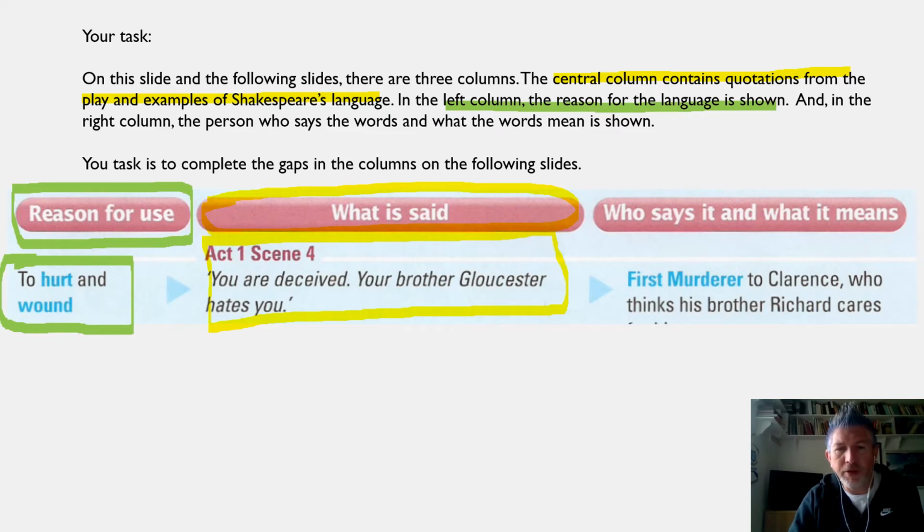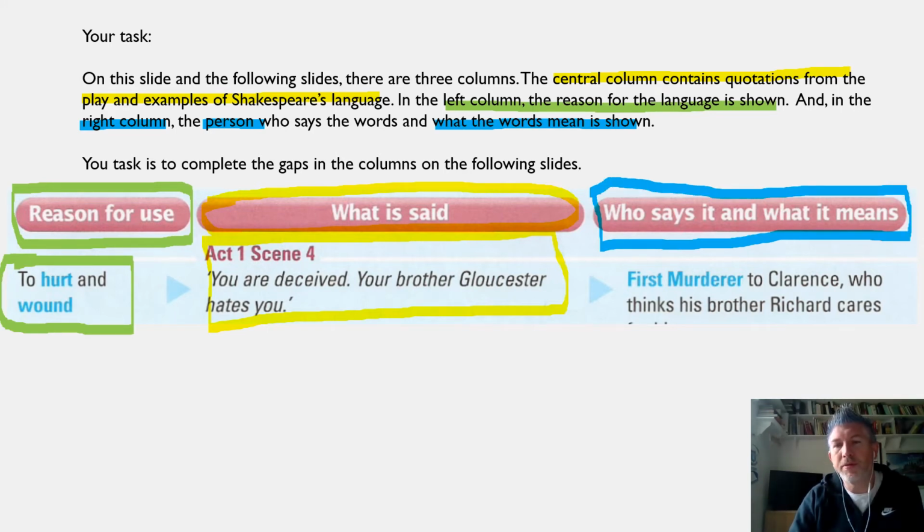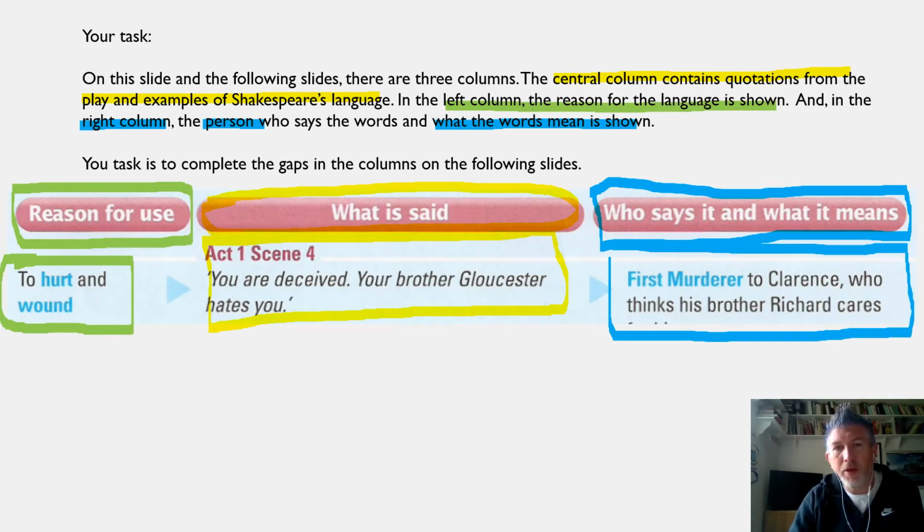And in the right-hand column, I'm going to use blue. In the right column is the person who says the words and what the words mean. So there in the blue is that heading, and here is the answer. So your task today will be to complete these columns. Now, I'll be giving you the quotes in the central column. You'll have those ready for you, but the left and right hand columns will need to be completed. Okay, so that's your task: to fill in the gaps in the columns.